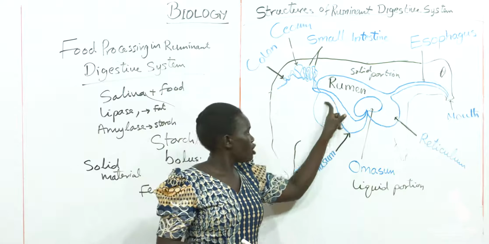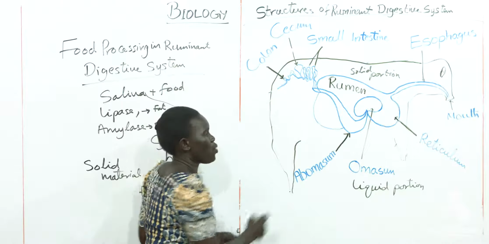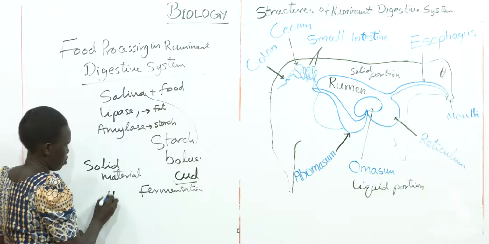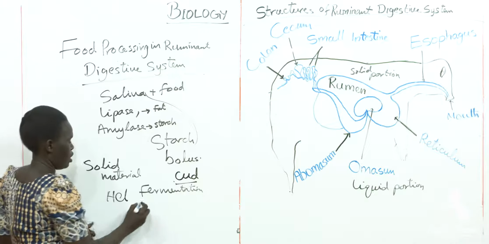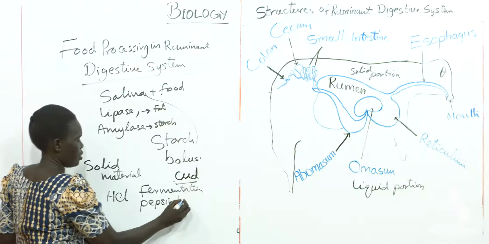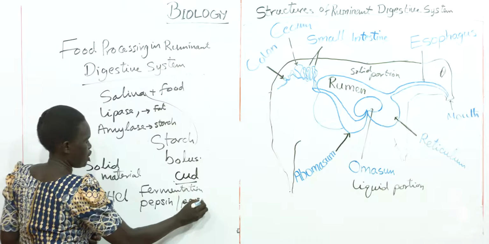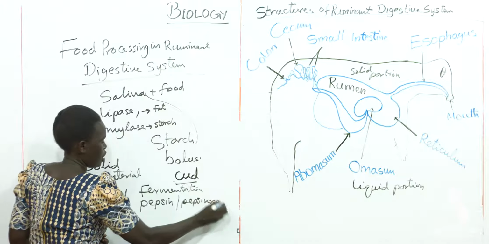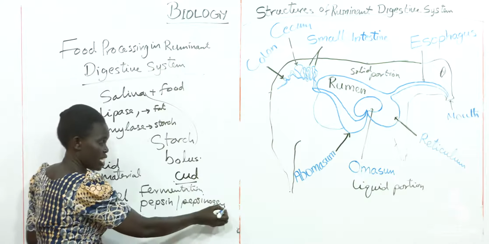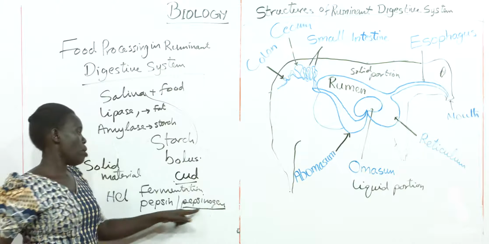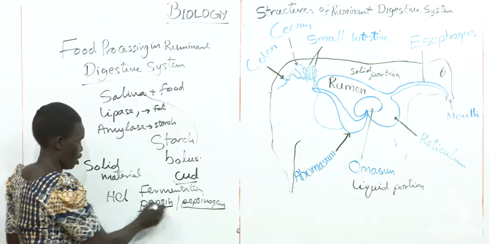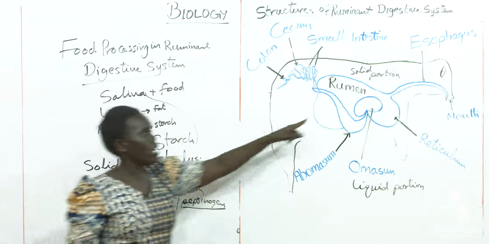In this true stomach or abomasum, we'll find hydrochloric acid, pepsin or pepsinogen. Pepsinogen, well, when this enzyme is still inactive, we call it pepsinogen. But if it is active, we call it pepsin. And these are all found in what? In the real stomach.